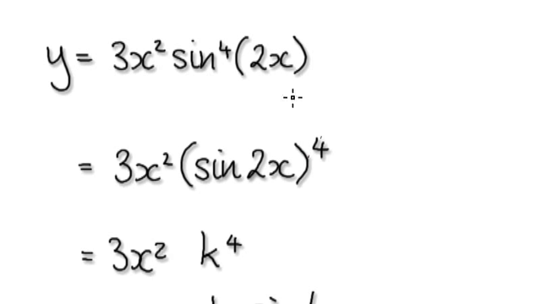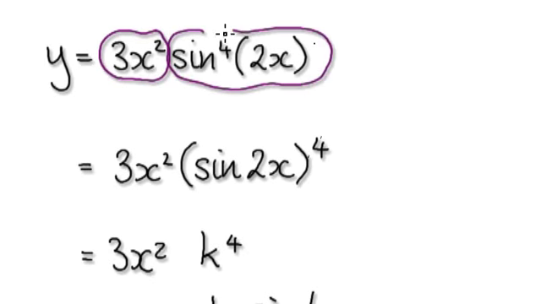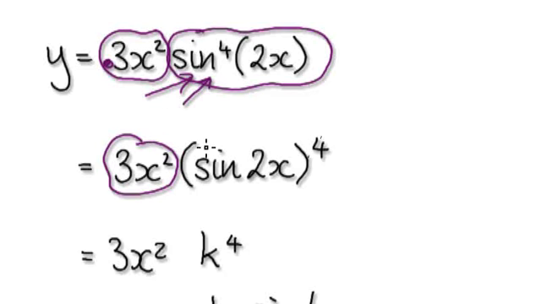Okay, so to do this here, visualize it as one bubble multiplying another bubble. So immediately you should be able to identify that you need the product rule here. But then visualize this bubble here as this bit, and this bubble here as this.